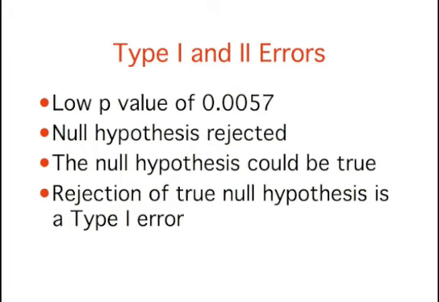If this is the case, then the conclusion that physicians intend to spend less time with obese patients is an error. This type of error is called a type 1 error. More generally, a type 1 error occurs when a significance test results in the rejection of a true null hypothesis.